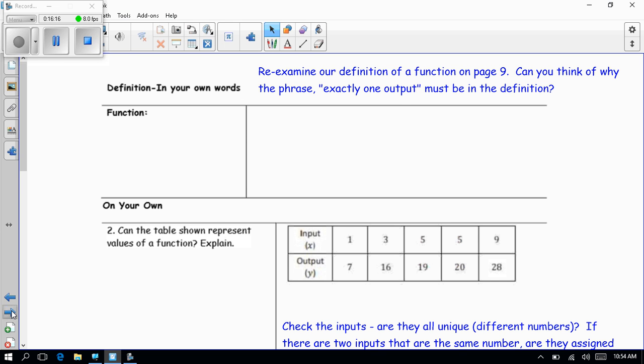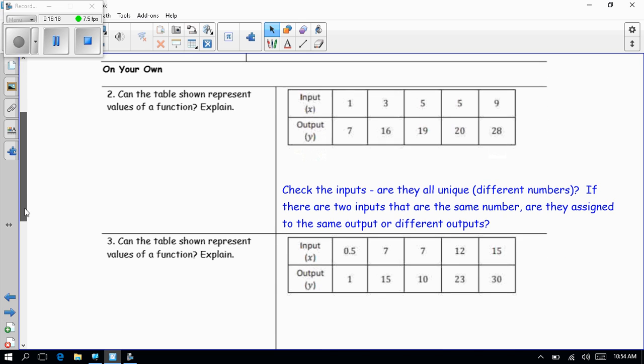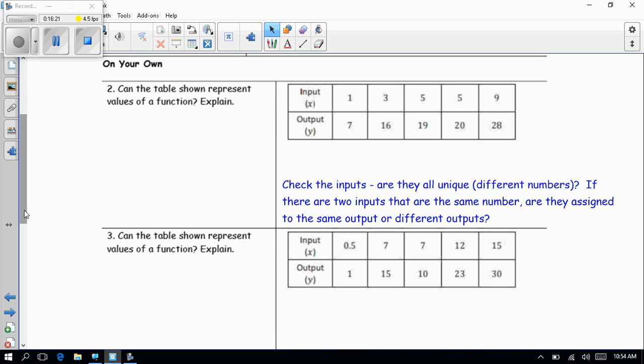The other thing that I'd like you to do is examine a couple of tables here, 2, 3, and 4. I want you to look at these input-output tables and check to see if they represent a function. So what I would suggest that you do when you're doing this is check the inputs. Are all of your x values unique? Meaning, are they all different numbers? If there are two inputs that are the same number, are they assigned to the same output or different outputs? So let's do the first one together.